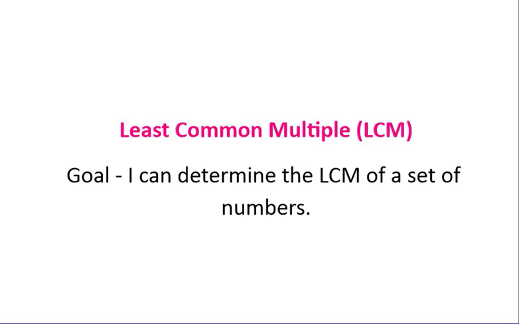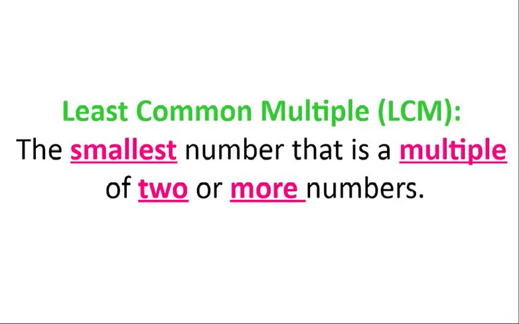All right, so in this video, we're going to talk about how to find the LCM of a set of numbers. So LCM stands for least common multiple. And least common multiple is what we are going to define first. So the least common multiple is the smallest number that is a multiple of two or more numbers.